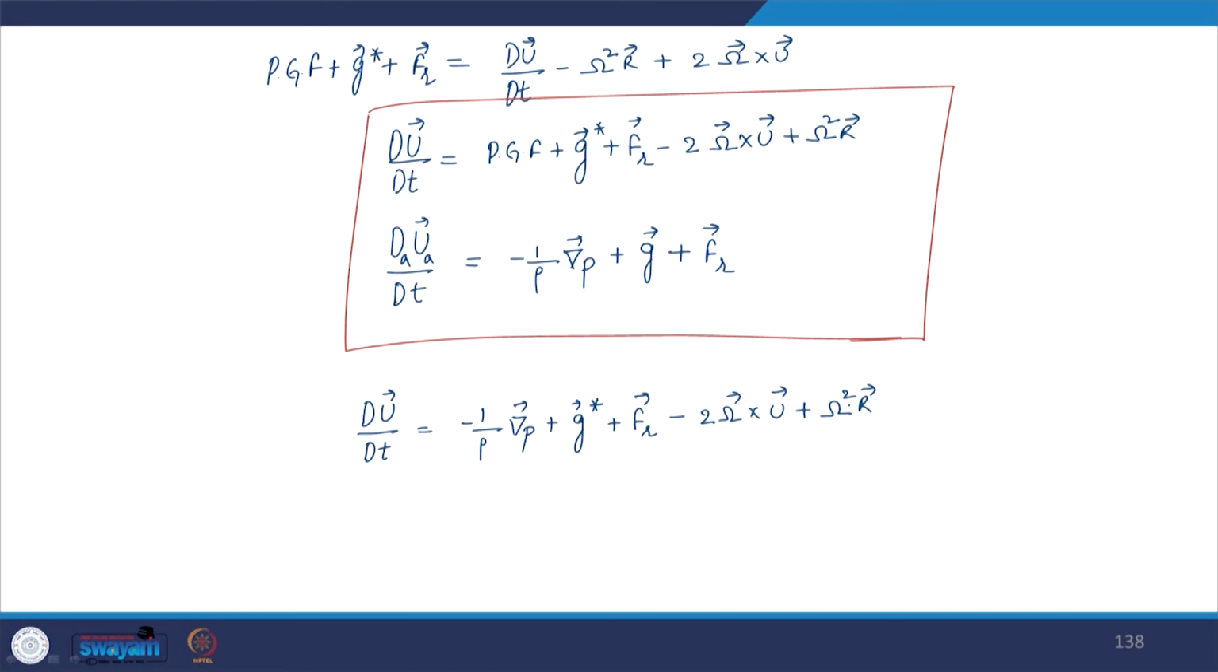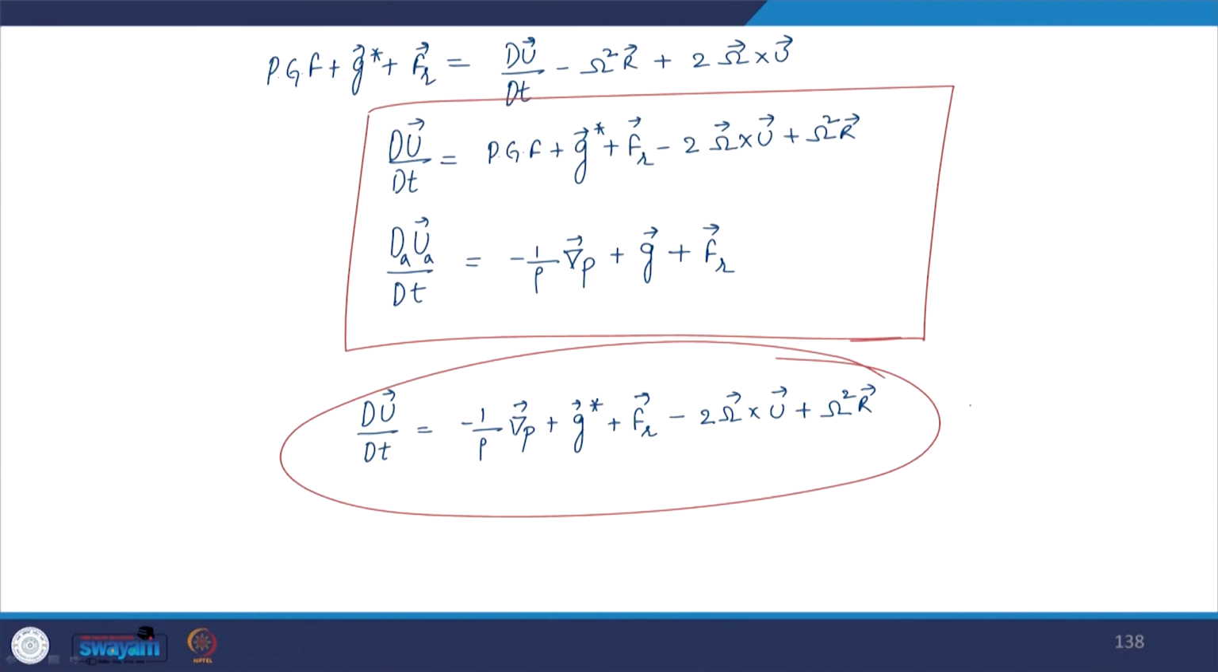Now, what does it state? It states that the acceleration following the relative motion in a non-inertial frame of reference equals the sum of the Coriolis force, the frictional force, the centrifugal force, the gravitational force and the pressure gradient force, right. Now, this is the most important equation in atmospheric dynamics. So, this is the first topic that we have to learn.